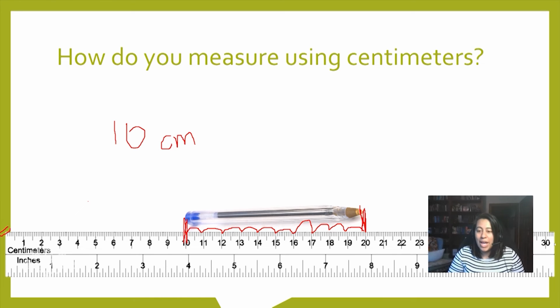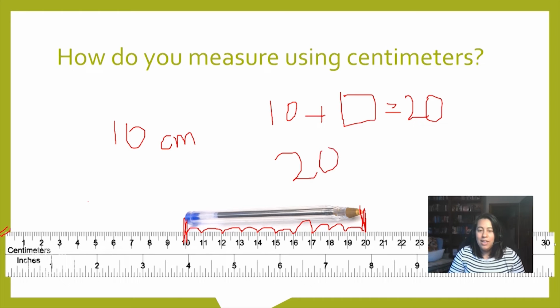And the way that we thought about it on the ruler, I could write in a couple of different equations. I could say 10 plus something equals 20, or 20 minus 10 equals something. Because in both cases we're finding the difference, or the missing addend. And in both of those cases, that missing number was 10.